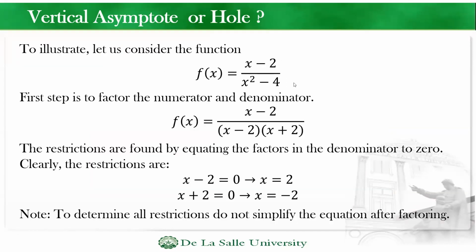So let us consider the function. In here, you'll say, okay, sir, let's factor this out. Yes, we factor it out. So you can say there are two restrictions. One is x is 2, the other one is -2.